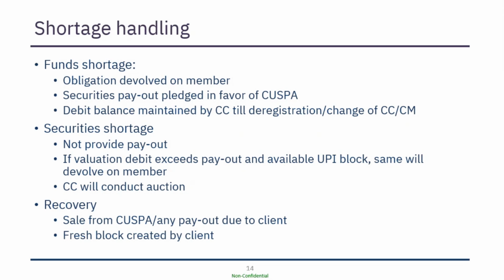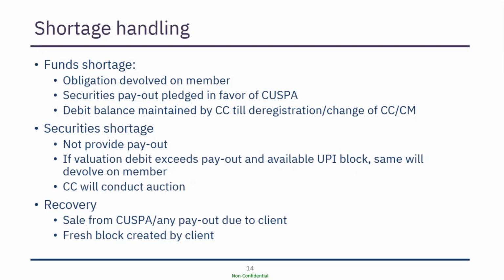To take an example, suppose 100 rupees was the obligation, but only 20 rupees was the block created. Then we will devolve the 80 rupees on the member. The member pays us 80 rupees. The securities go to the client account with a pledge to CUSPA, and we maintain that 80 rupees is a debit balance of the client. We have to take 80 from the customer's payout or new block and give it to the member. So how will the recovery of this 80 happen?